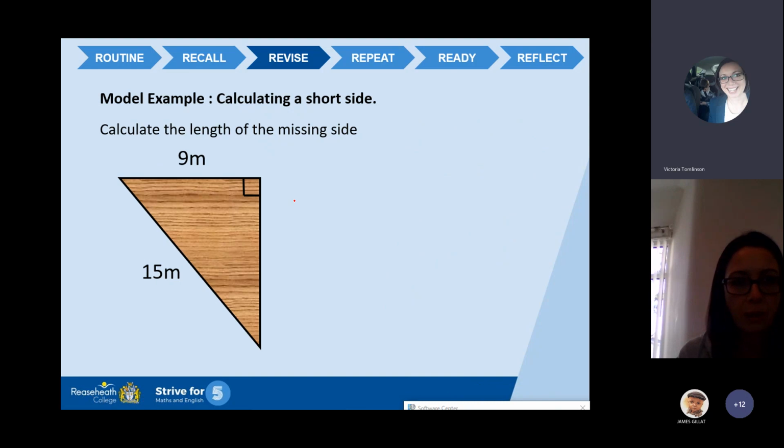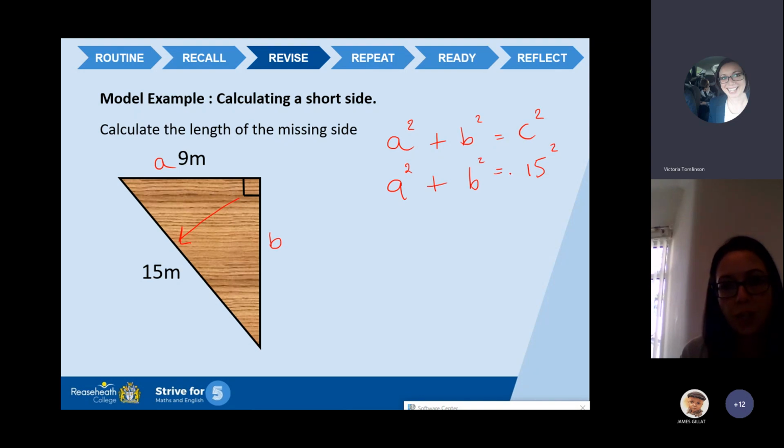I completely lost my train of thought, because a squared plus b squared equals c squared. So literally substitute in. We've got 15 over here. A and B can be any. So A is 9, 9 squared is 81, plus something is 15 squared. I don't know what 15 squared is off the top of my head. There's 225.